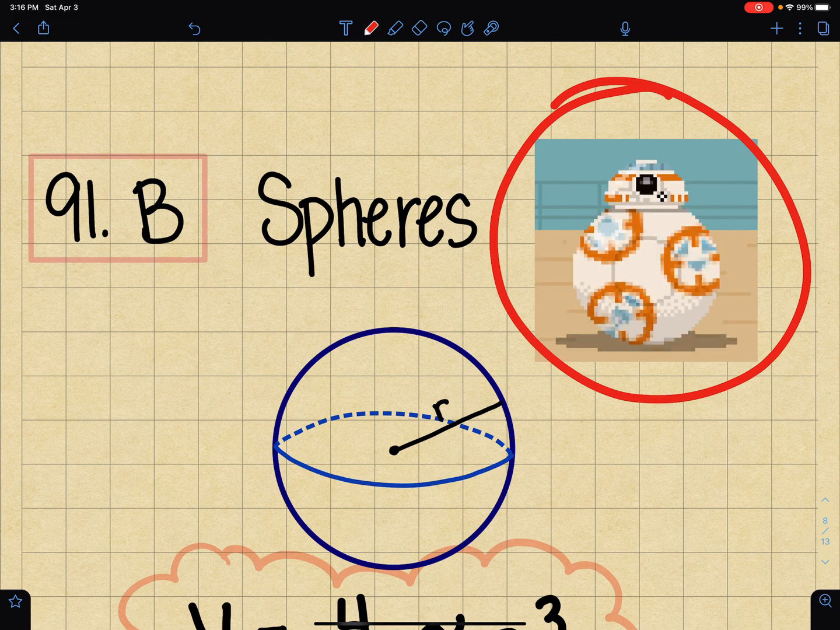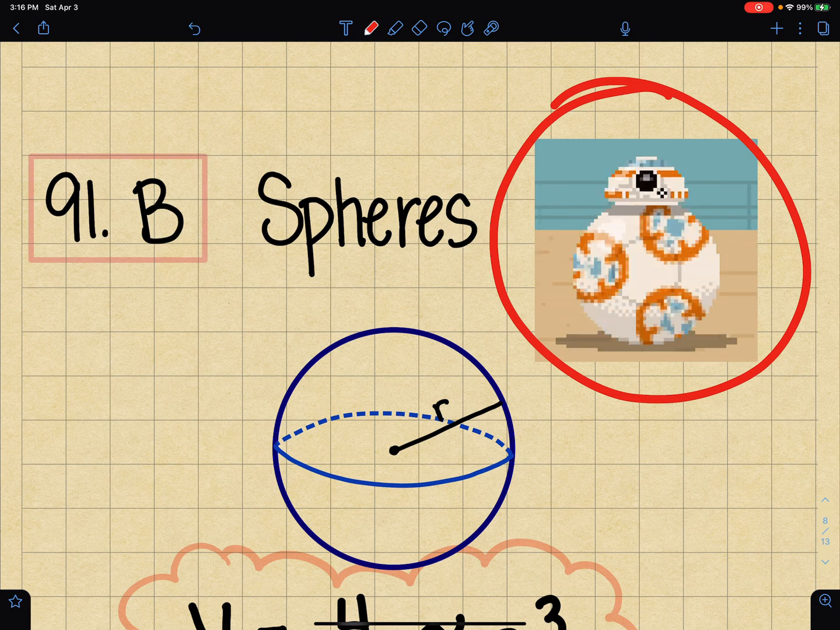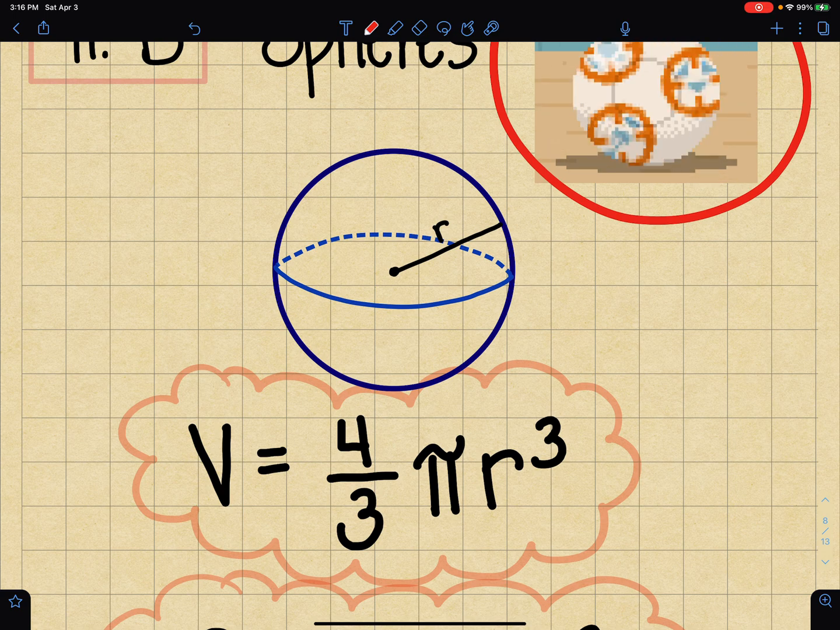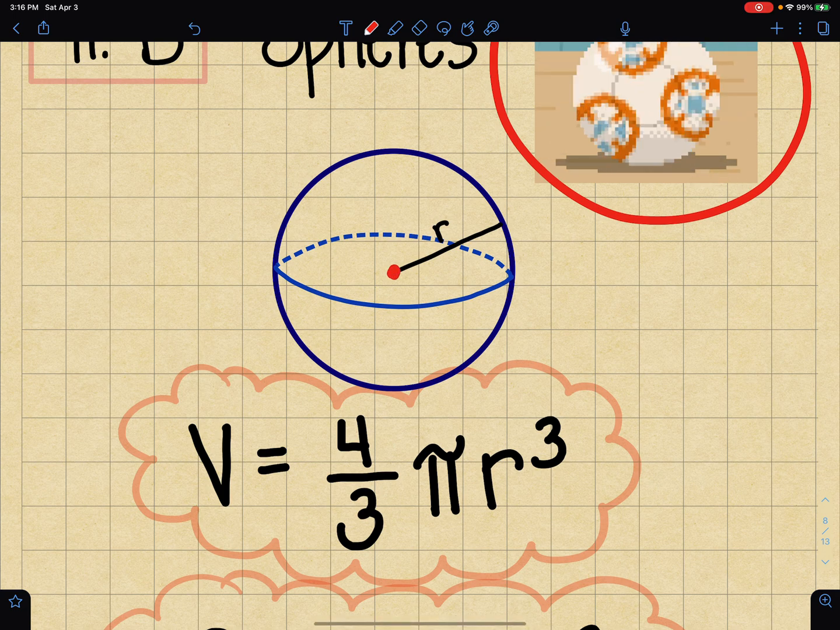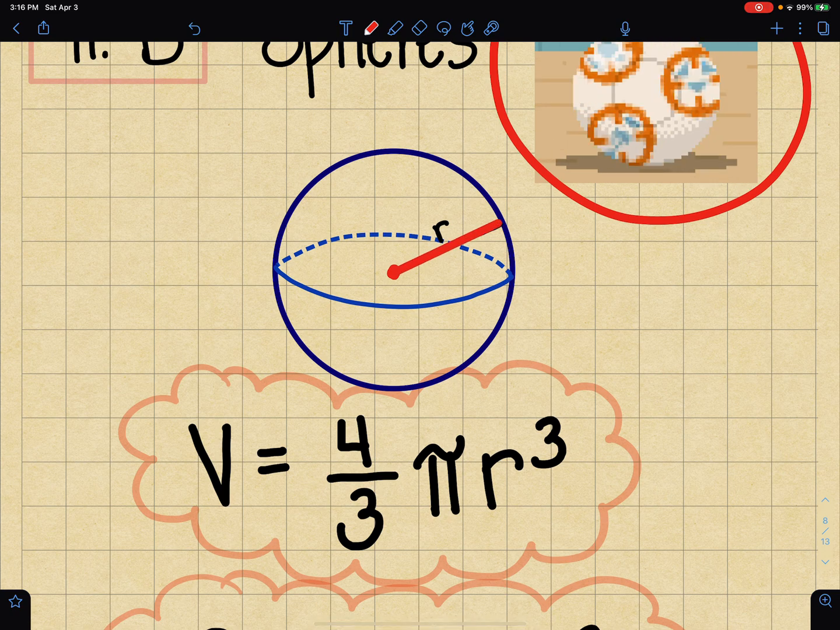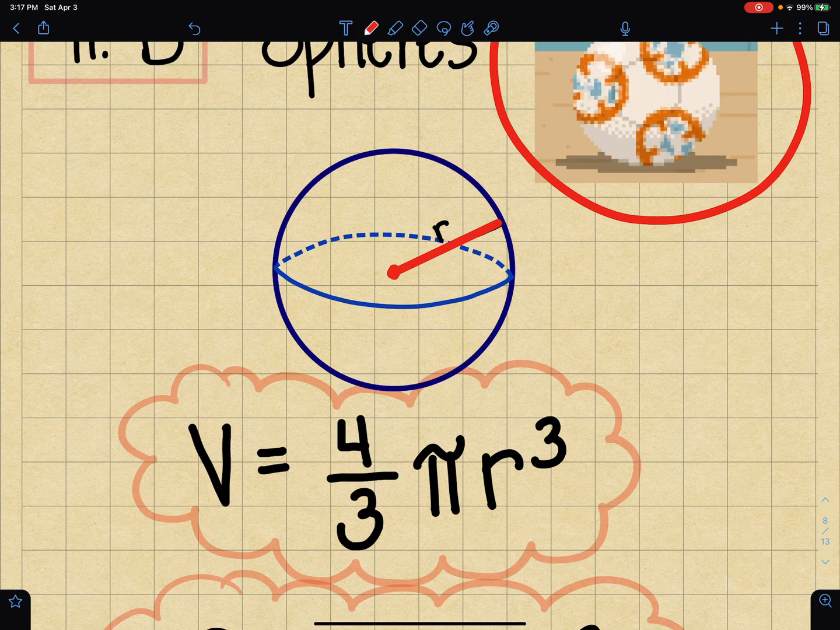Okay, we're going to go over spheres. And remember that a sphere is perfectly round, like a ball. It's not egg-shaped. It's like a perfect baseball or soccer ball or whatever. All the points on the surface of a sphere are the same distance from the center. So you could have made the radius, it looks like I made it here, right? But it could be anywhere from the center of the ball to anywhere on the surface of the ball, and it's the same. So radius is the same.